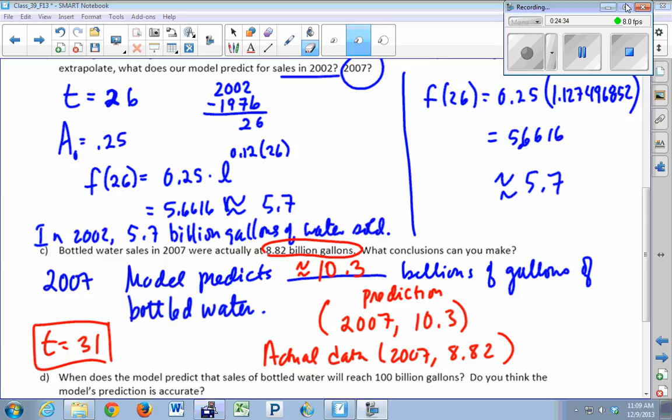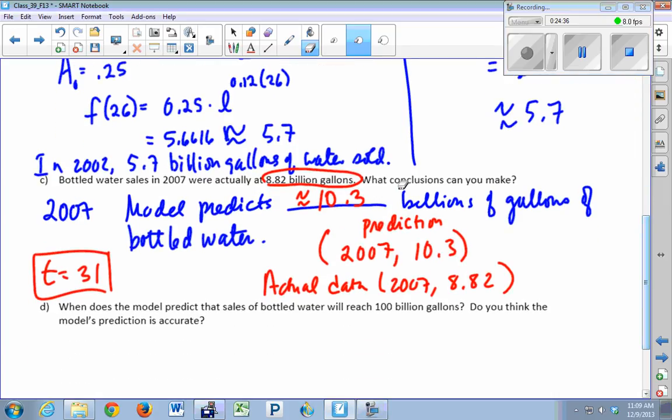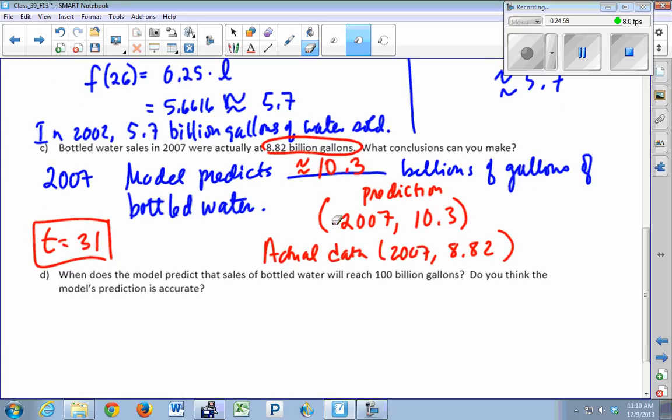So this model may have been good for 2000 and maybe slightly after 2000, but beyond that, it's not going to be a good model. It's going to break down because it continues to grow exponentially, and the bottled water industry has since seen a decline in its products sold.